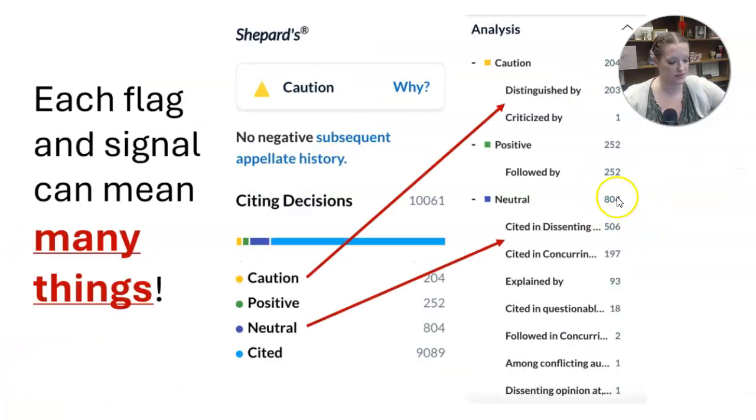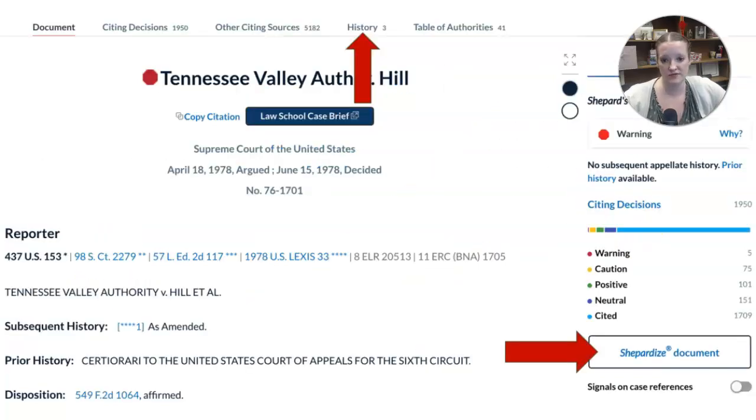So there are a number of ways for you to get to what is called the Shepard's report. You could click here, you could click here, or you could click here, right? So you can get there in a number of different ways. But again, we're seeing negative treatment here, and we're seeing the history, which are both tools that will help us to verify the law on which we are seeking to rely.